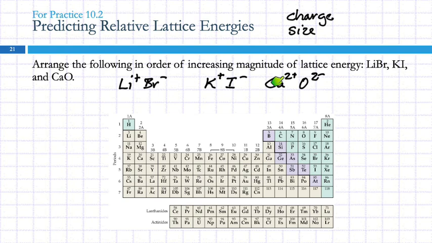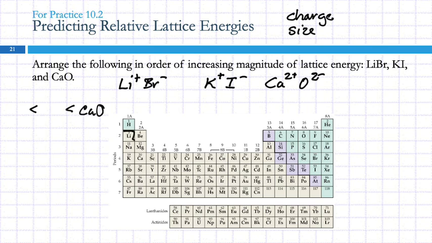So this would be 2 times -2 or -4, and these would both be -1. So this is like 4 times bigger just based on charge. We're supposed to arrange these in order of increasing magnitude of lattice energy. So we want the biggest one last. So this is going to be the biggest one because charge is the most important. And then we have to look at the other 2 and see, well, how do they go?